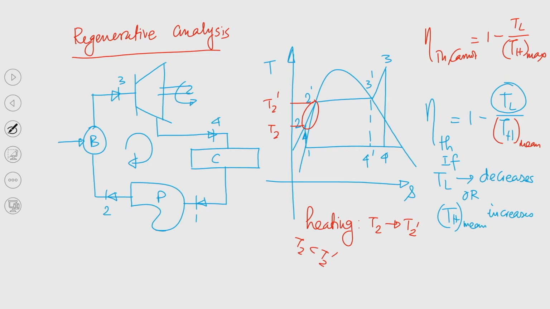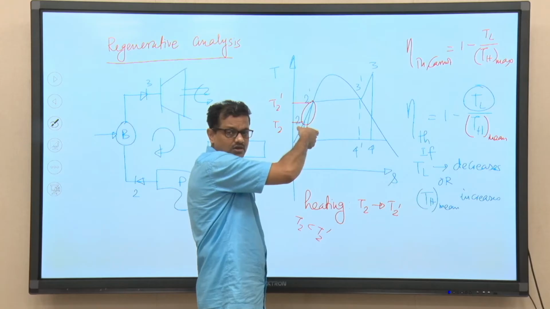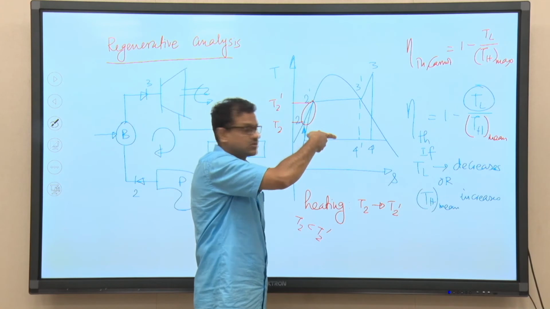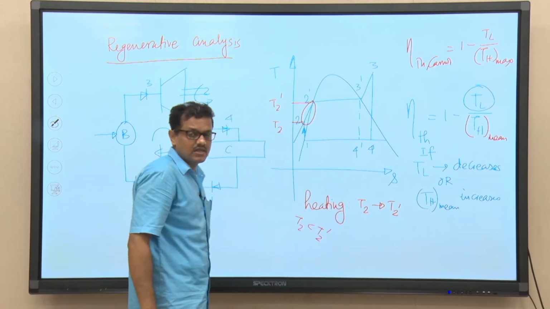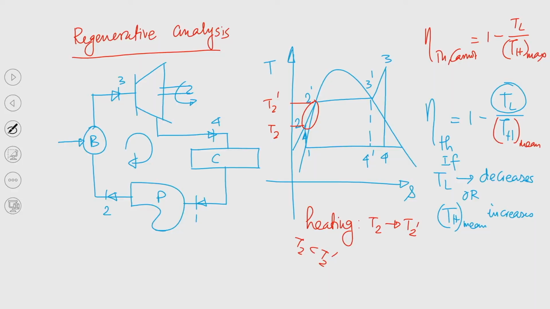So, our objective should be to increase the mean temperature of heat addition by reducing or eliminating it. If we can eliminate it, that is well and good. If we cannot eliminate it, we can reduce. If we can reduce this amount of low temperature sensible heating, we can raise the average temperature of heat addition, and it will eventually be closer to TH max, so that we can achieve almost the Carnot cycle efficiency.